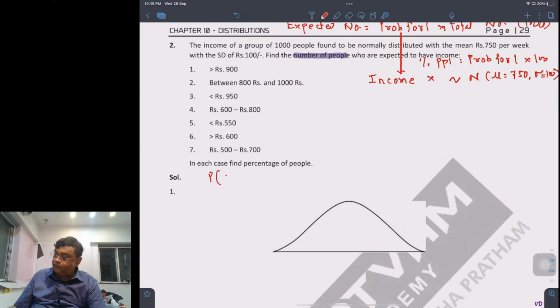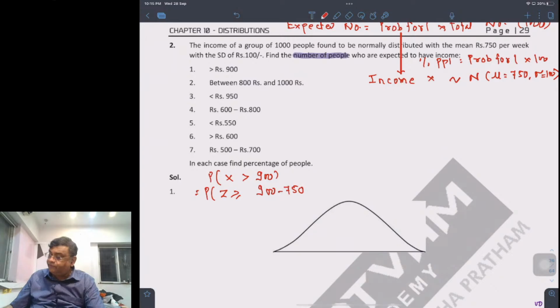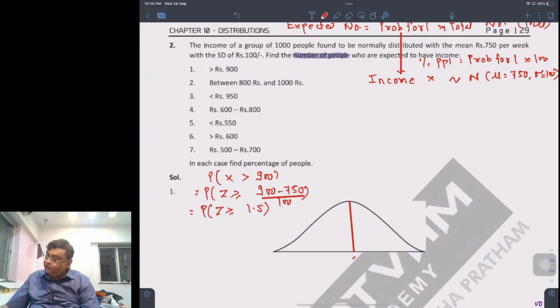So probability of x is greater than 900. But then understand this is probability of z is greater than or equal to (900 minus 750) divided by 100. So what it means is that this is probability of z is greater than or equal to 1.5. अभी 1.5 के राइटवर्ड एरिया आपको चाहिए. So this is 0. This is 1.5. And we want the area to the right of this.